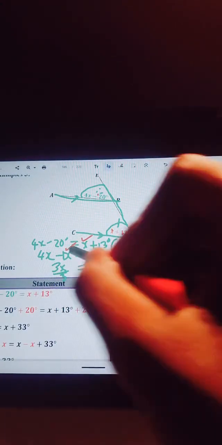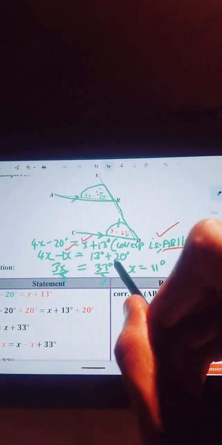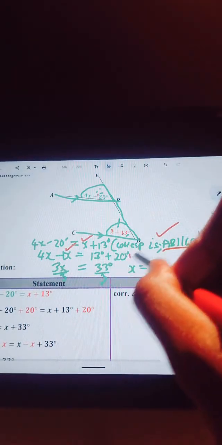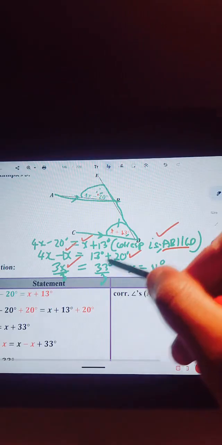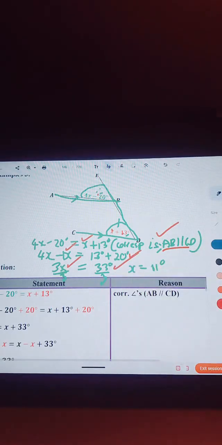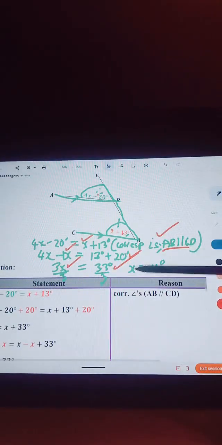Isolate the x values on the left hand side. Very good. For x minus x, take the x over, transpose it. Positive changes to negative. 13 degrees stays on the right. You take the negative 20 over, that becomes positive 20 degrees. So the right hand side is 100% correct. 4x minus x is 3x. 13 plus 20 is 33 degrees. We divide the coefficient of 3x by 3. But what we do on the left, we do on the right. So 3 divided by 3 is 1. We are left with x. And then 33 divided by 3 is 11 degrees. So x is equal to 11 degrees. We are happy 100%. Okay.